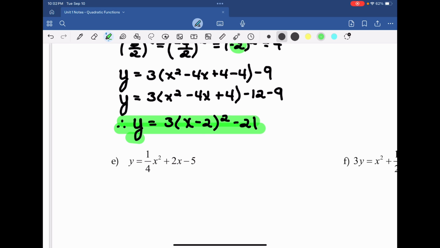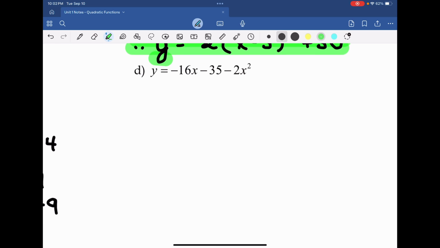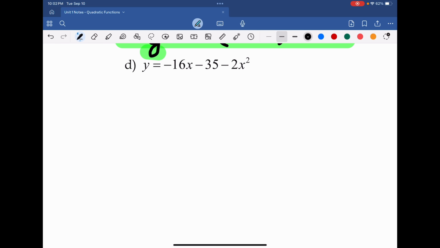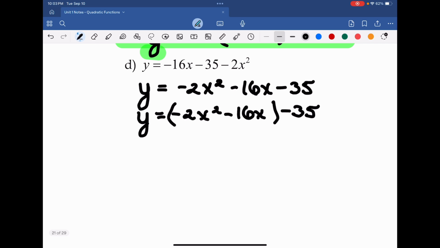Perfect. Okay, let's go over to D. Now, with D, very, very similar. What we're going to have to do very first, though, is rearrange the terms. Because remember, if they're out of order, we want to make them descending. So it's going to be y is equal to negative 2x squared minus 16x minus 35. We're going to group our first two terms. Y is equal to negative 2x squared, all in the bracket, minus 16x, close the bracket, minus 35. And let me just make that as neat as possible. I know sometimes I can make these a little messy.